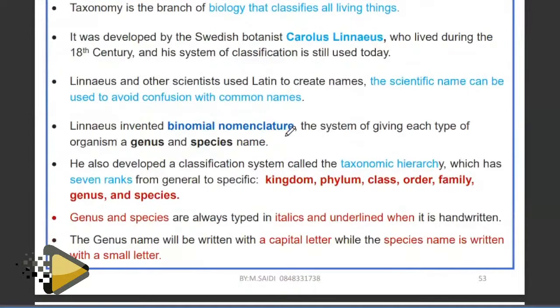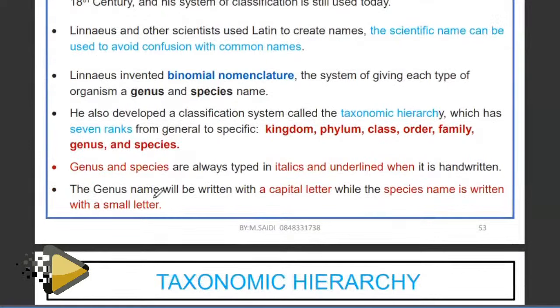Why do we use scientific names? Also, please take note of that. You use scientific names to prevent confusion. We use scientific names to avoid confusion with the common names. Sometimes we ask, why do we use Latin names? It's the same thing as why do we use scientific names.